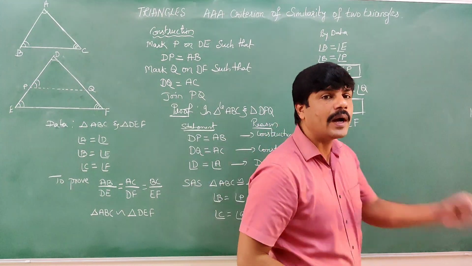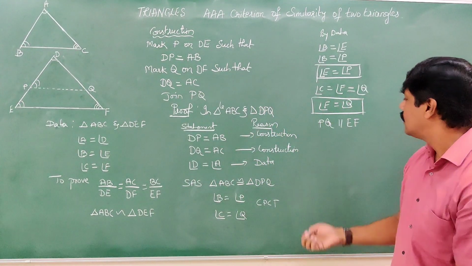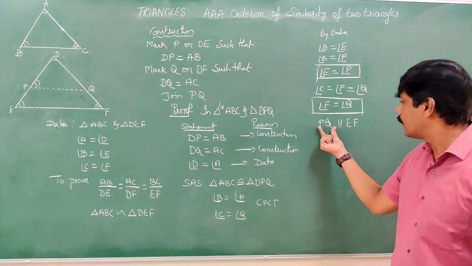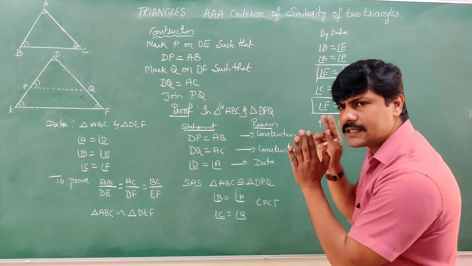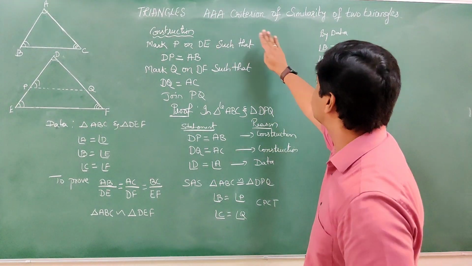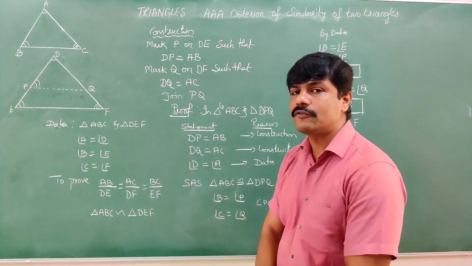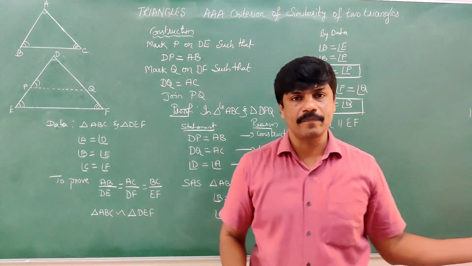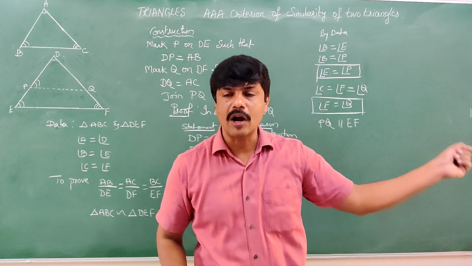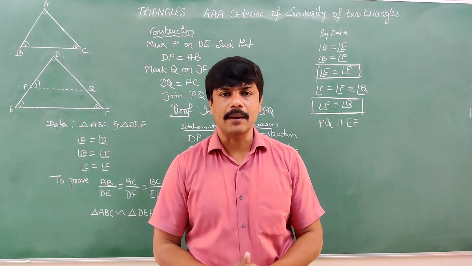This is one requirement. All these things we did to prove this itself: PQ is parallel to EF. How you proved it is very, very important. This is the first step in proving the AAA criterion of similarity of two triangles. If you prove this, then we can apply, recall what we learnt, the BPT theorem.